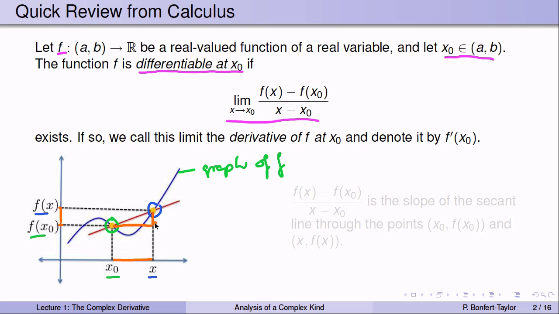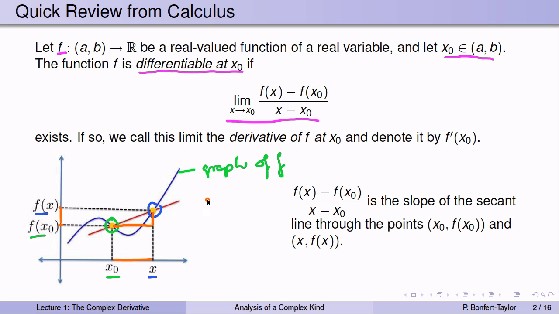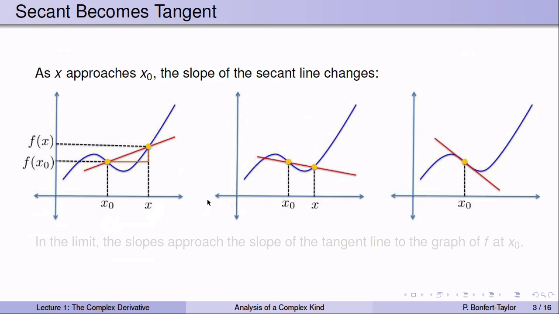F of x minus f of x0 divided by x minus x0 is rise over run for this red secant line that I drew. In other words, it gives us the slope of the red secant line. It's the change in y divided by the change in x. So the difference quotient f of x minus f of x0 divided by x minus x0 is the slope of the secant line through the points x0, f of x0, and x, f of x.